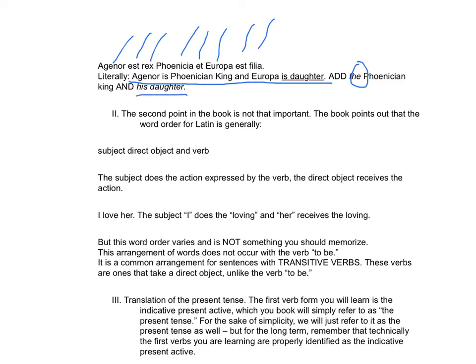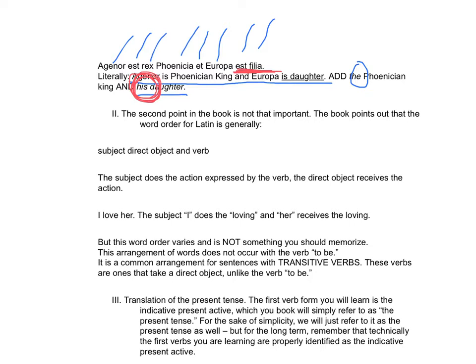The point of number 9 in the textbook on page 13 is that Latin often omits words like his, the possessive adjective. You'll note that there is no word for his daughter in the Latin. It just says is daughter. So you can supply that to make that sound more natural and more like English.